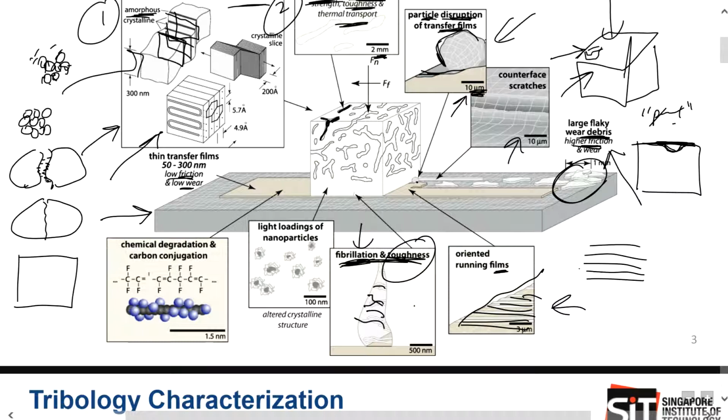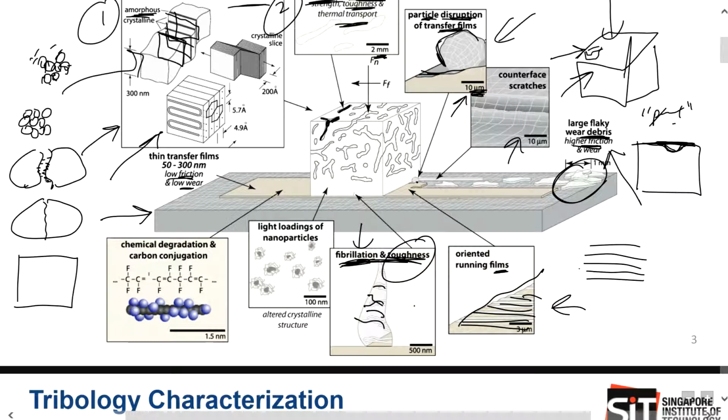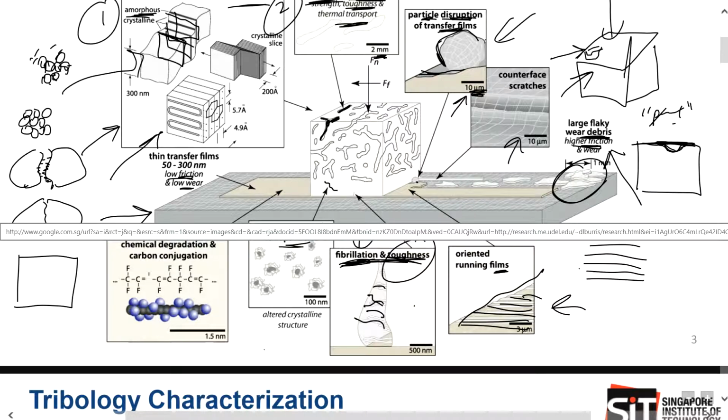Okay, light loadings of nanoparticles. Light loadings. I don't know why they want to load it light on the nanoparticle scale. Maybe because they want to make the surface a bit rough, so it's good for friction. I don't know what the hell, but yeah. Don't take my words as serious. I also don't know what I'm talking about.